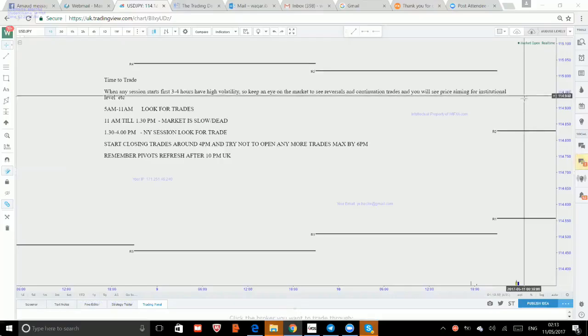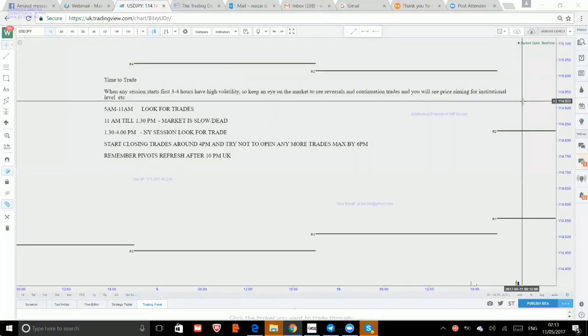Today we're going to discuss the timings to trade, and also the pairs to trade. What pairs you should be trading and what are the timings you should be looking for. During those timings, you should be looking for the trading opportunities, guys.